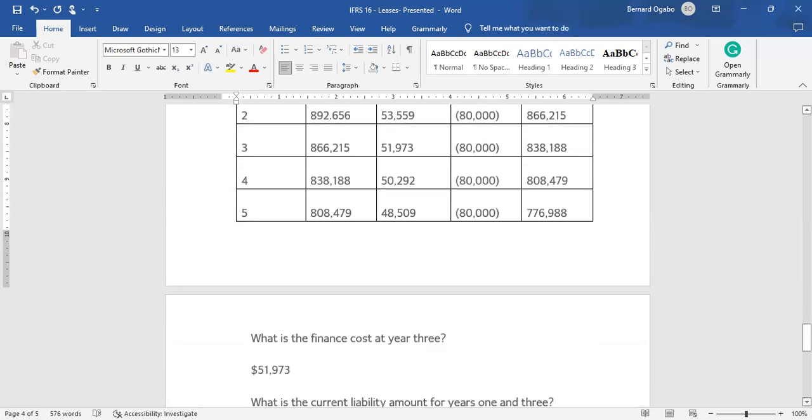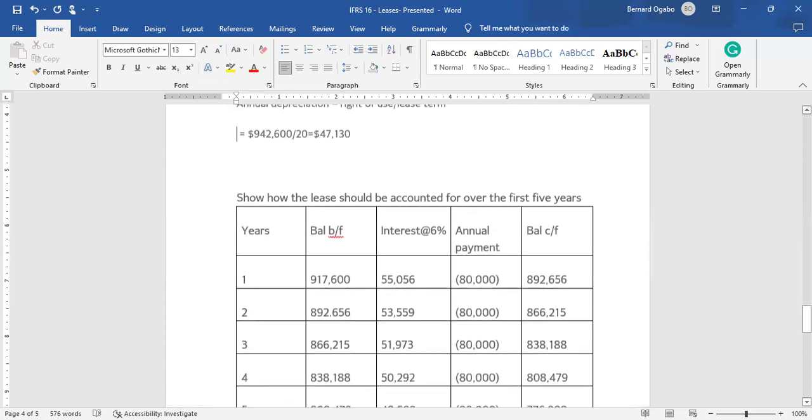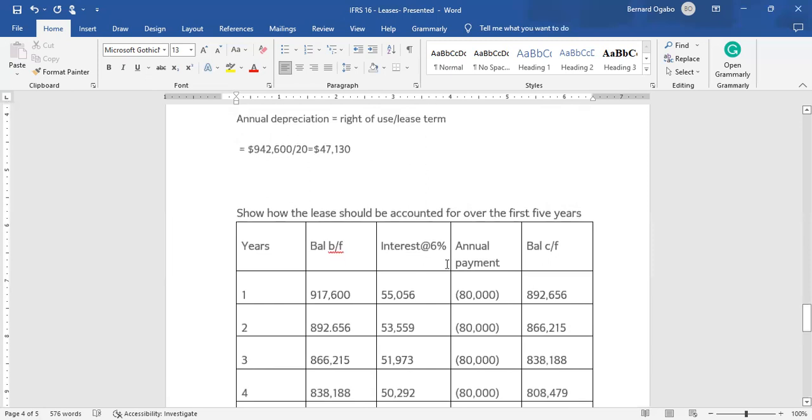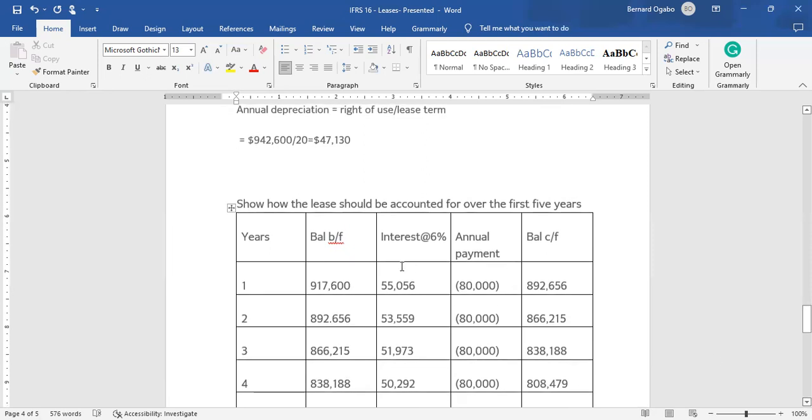Then let's ask a few other questions to help us know the other aspects of questions you could have in the list. What if they ask you, what is the finance cost or the amount to be taken to profit or loss? So the finance cost is this amount. This interest is what goes as finance cost to the statement of profit or loss. Either any of these places is the finance cost.